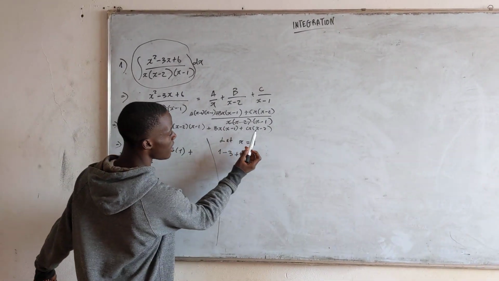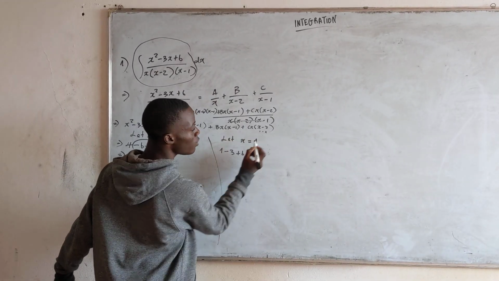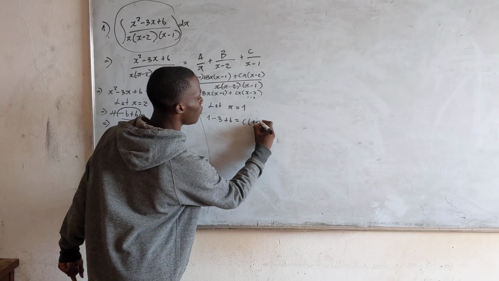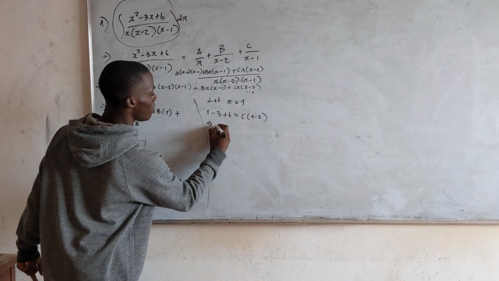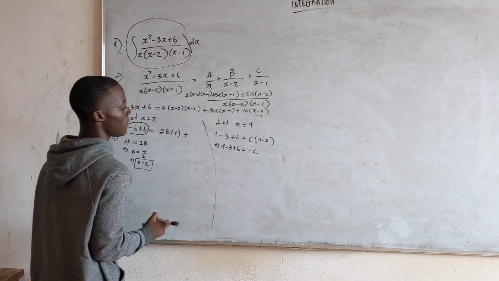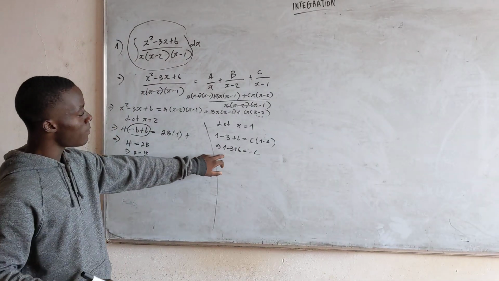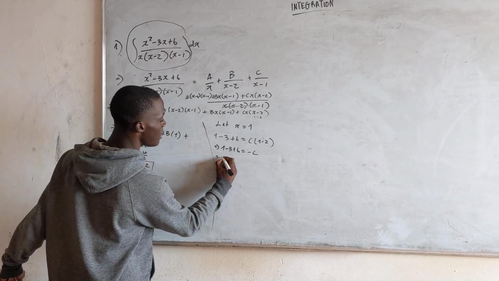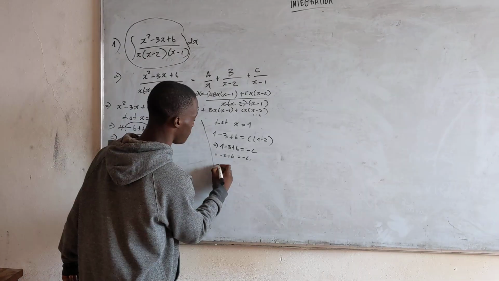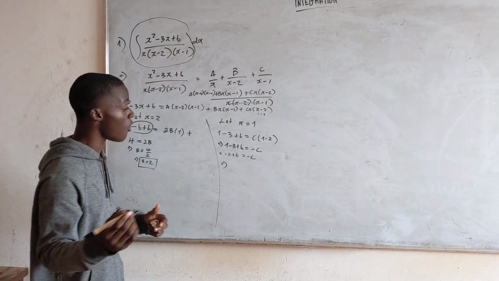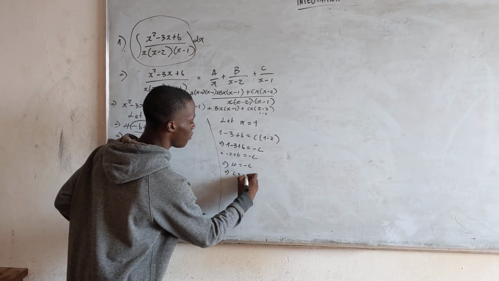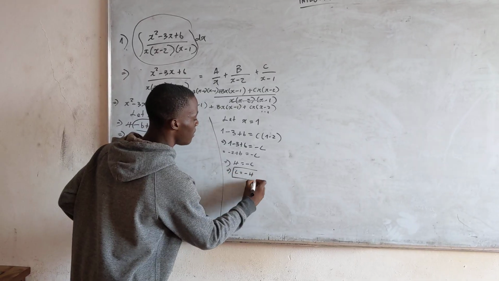Now if you substitute 1 here, 1 minus 2, that is, c into 1 minus 2, is equal to 1 minus 3 plus 6, which equals negative c. Okay, 1 minus 3 is negative 2. Negative 2 plus 6 is equal to 4, which implies our c is equal to negative 4. Let us keep our answer for c.